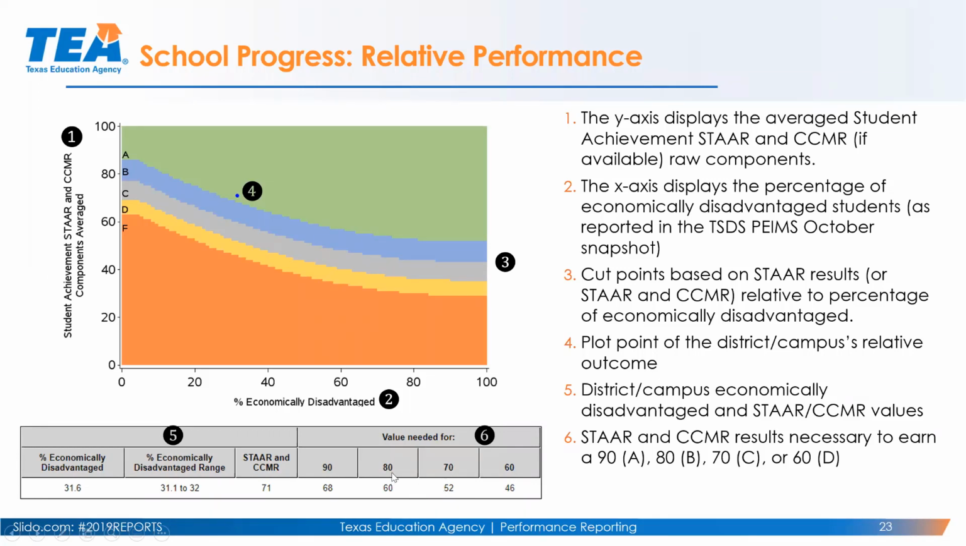In order to get an 80 or a B for performance on STAR and CCMR, they would need a 60 to at least a 67 to get a B. Or in our case, they would need at least a 68 and above to get a 90 or an A. For STAR and CCMR, they had a 71, which was more than the 68 needed for an A, which is why they have an A for relative performance.